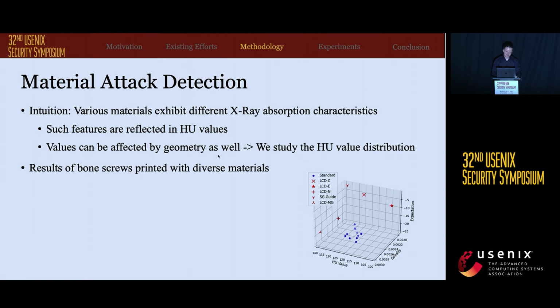The intuition behind the material validation is that various materials exhibit different X-ray absorption characteristics. Such characteristics are reflected in attribute values. However, we also observe that those values can be affected by geometry as well. Therefore, we choose to study the attribute value distribution. The figure here shows the results of bone screws printed with different materials. We observe that those printed with benign materials cluster into a group, while those printed with other materials diverge significantly from that cluster.